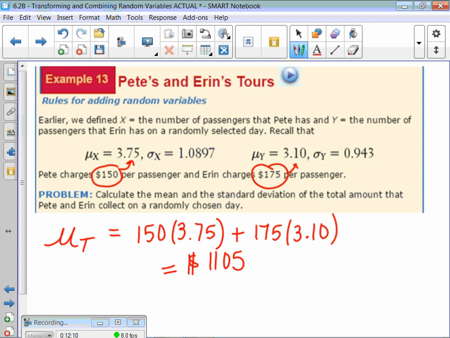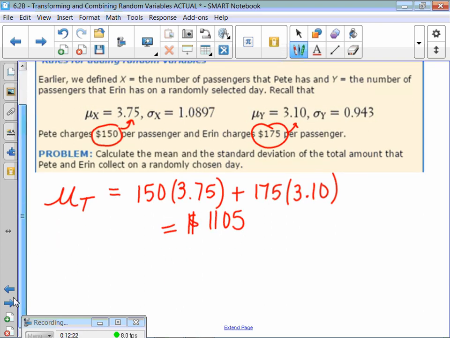Okay, and are these events independent? Yes. Number of passengers on one person's tour does not affect the number of passengers on the other. So we can calculate the standard deviation. And this time it's the standard deviation of the money. So our formula is the square root of the variance plus the variance.